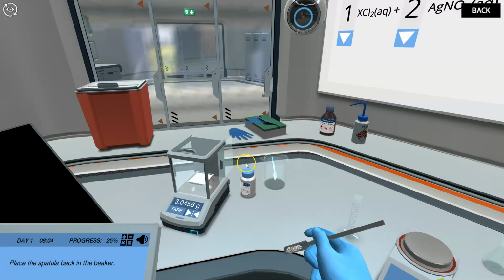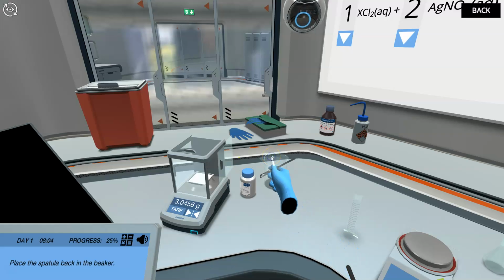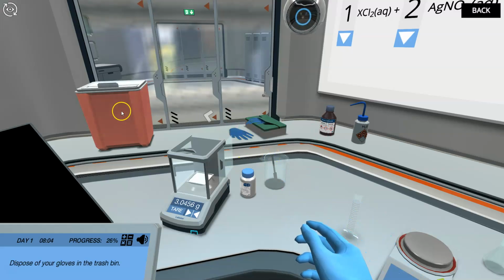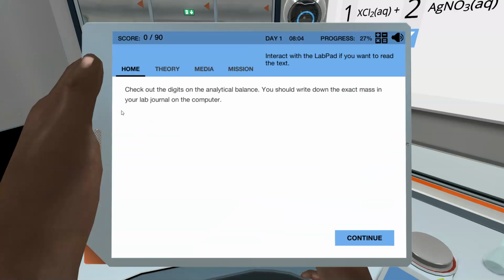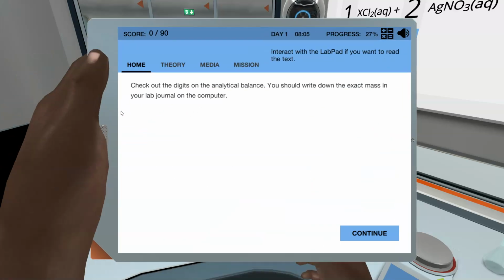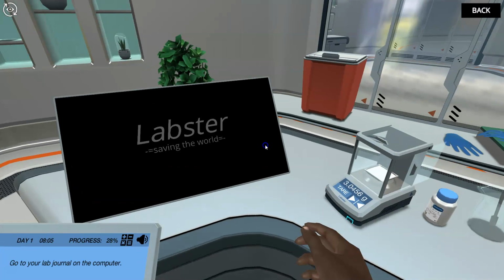Place the spatula back in the beaker. Dispose of your gloves in the trash bin. Check out the digits on the analytical balance. You should write down the exact mass in your lab journal on the computer. Go to your lab journal on the computer.